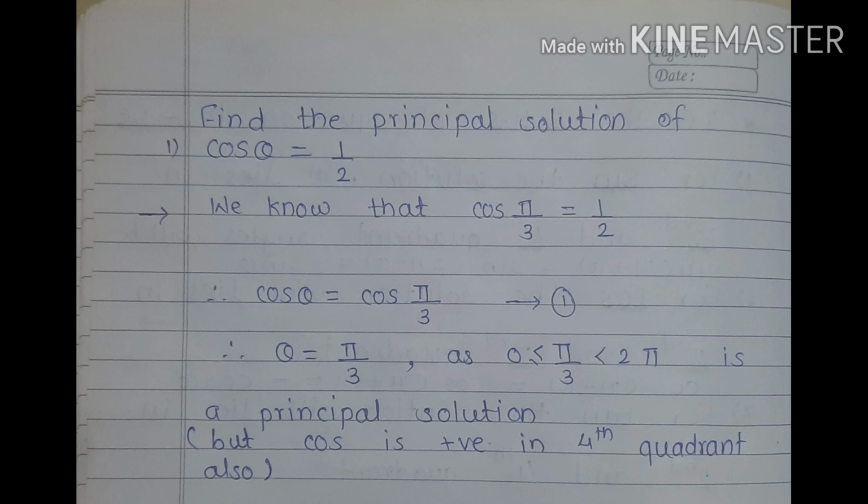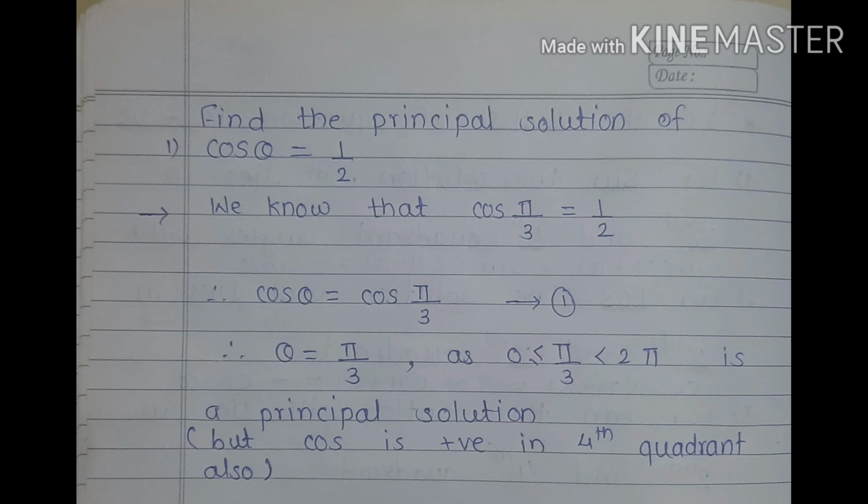First example, cos theta is equal to half. We know that cos of pi by 3 is equal to half. Hence we can write cos theta is equal to cos of pi by 3. Call this equation 1. Therefore, left hand side is equal to right hand side. Theta is equal to pi by 3.